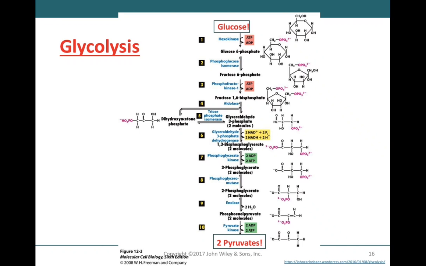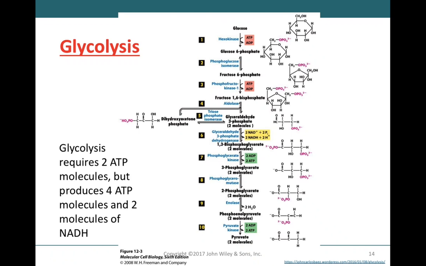That's what you need to know about this. You don't need to know any of these other enzymes or molecules in here. You just need to know that glycolysis turns glucose into 2 molecules of pyruvic acid. Now, glycolysis as a reaction is going to require an investment.